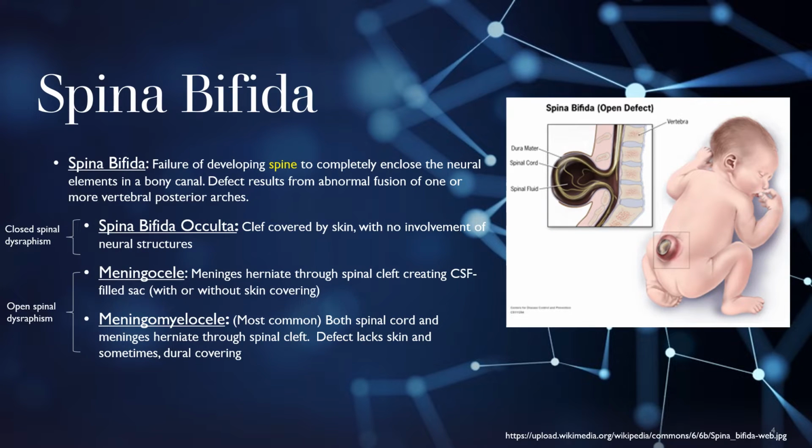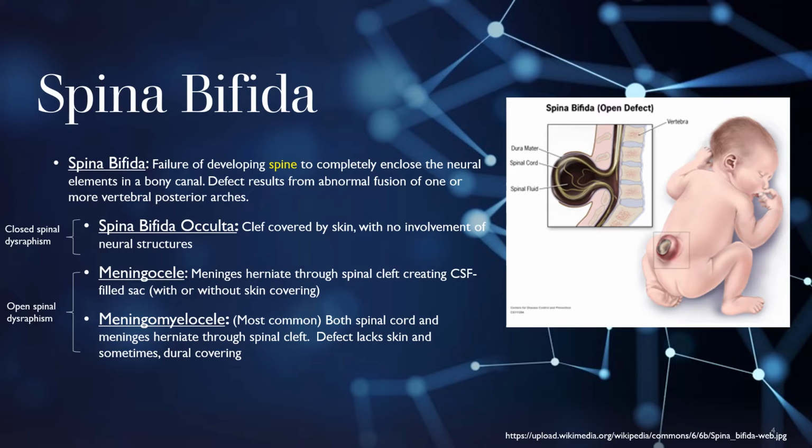So spina bifida refers to failure of the spine to properly enclose the neural elements within the bony canal, and it results from abnormal fusion of one or more vertebral posterior arches. Spina bifida occulta is a closed spinal dysraphism. The cleft is usually covered by skin and does not involve any neural structures. The skin may show an abnormal dimple, hair patch, it can have a dermal sinus tract, hemangiomas or lipomas underneath.